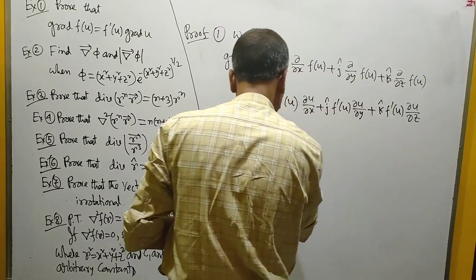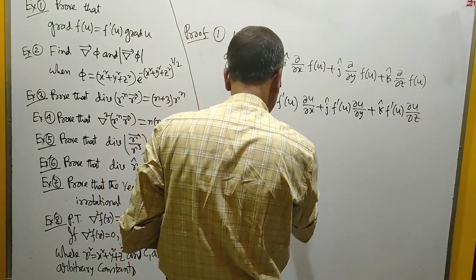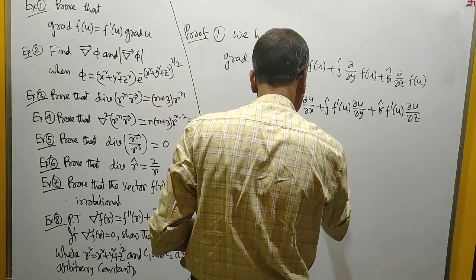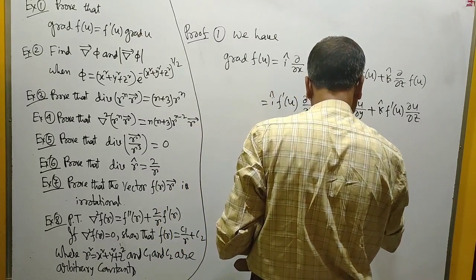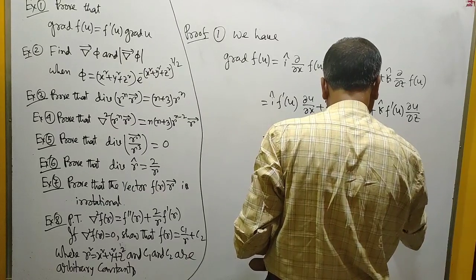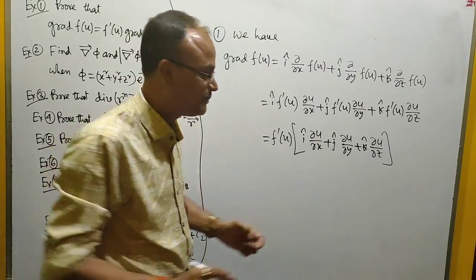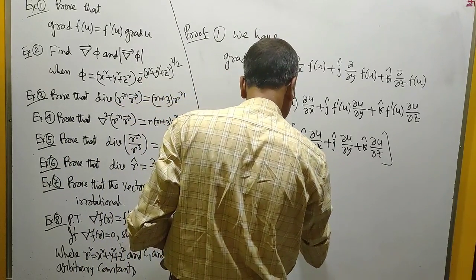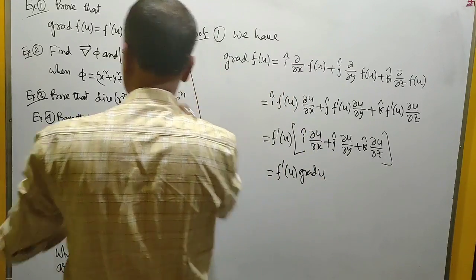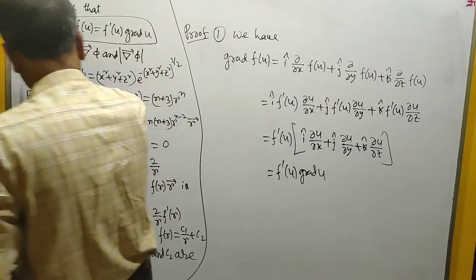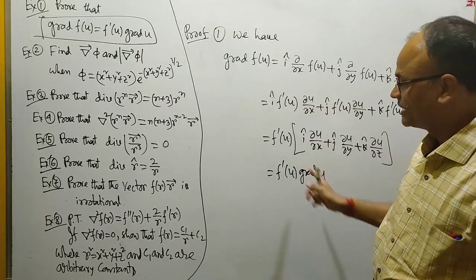This is equal to, you see, f'(u) may be taken common from all the terms: i cap ∂u/∂x plus j cap ∂u/∂y plus k cap ∂u/∂z. What is this? It is nothing but the gradient of u. Thus, gradient of f(u) equals f'(u) gradient of u.